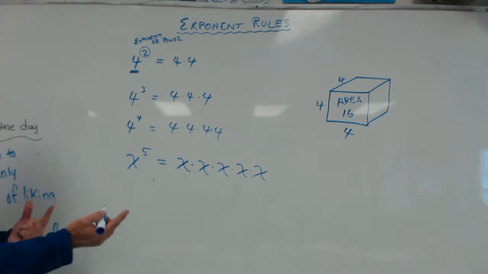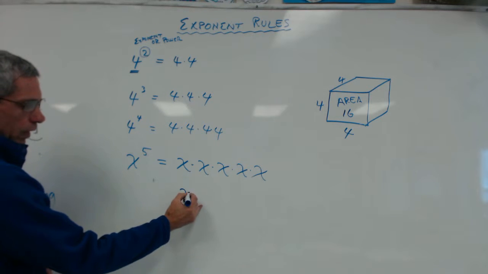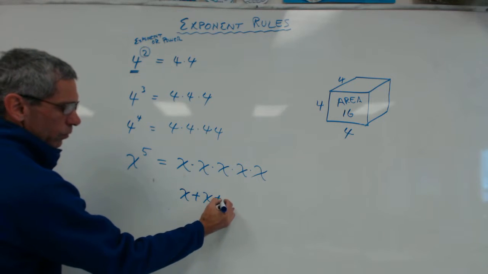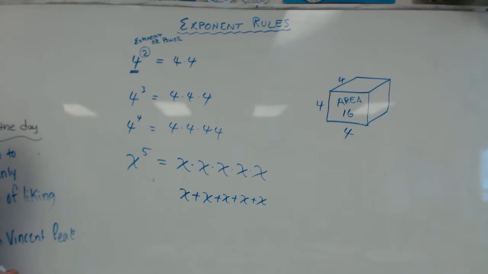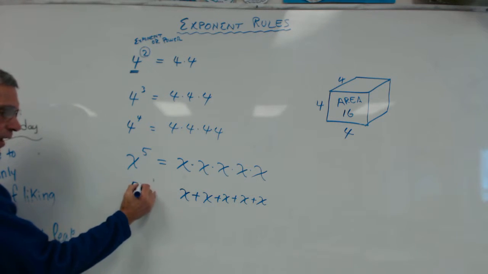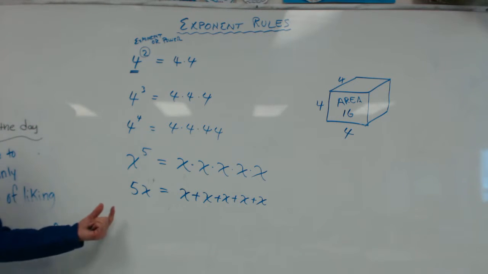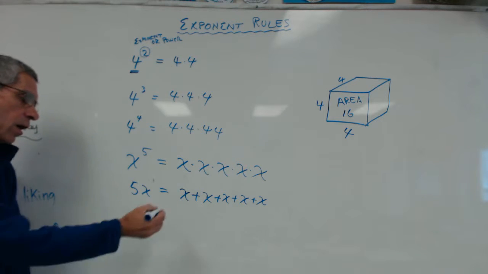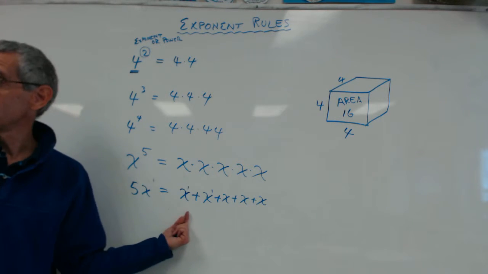Now, what is this? What would this be, guys? X plus x plus x plus x plus x. Would it just be 5x? It would be 5x, right? That is not exponents. There are exponents to this, but you're only adding, and as long as they're all the same exponent, they're like terms.